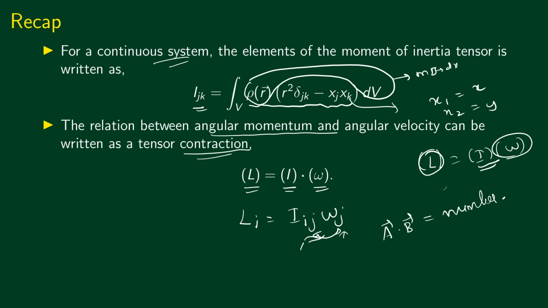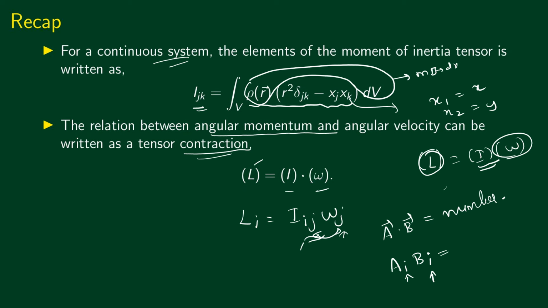In the case of the scalar product also, we are doing the same thing. A vector dot B vector can be written as Ai Bi with sum over i implied. Here, this is an object with one index, this is another object with one index, and combining them in this manner, we get an object with no indices, a number or a scalar. We said such operations are called tensor contractions. So we can write L is equal to I dot omega.